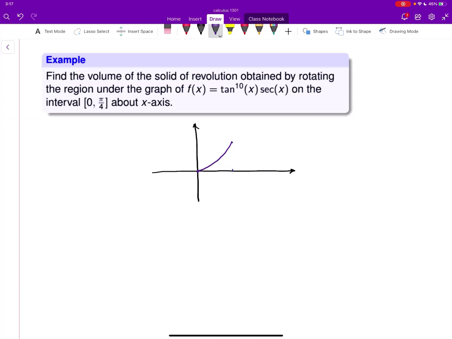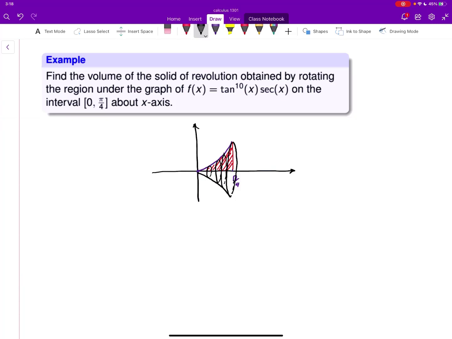Now the region, this is pi over 4. The region is this piece here. We start rotating it about the x-axis, and what we get is this nice shape. You see, I can draw nice pictures.